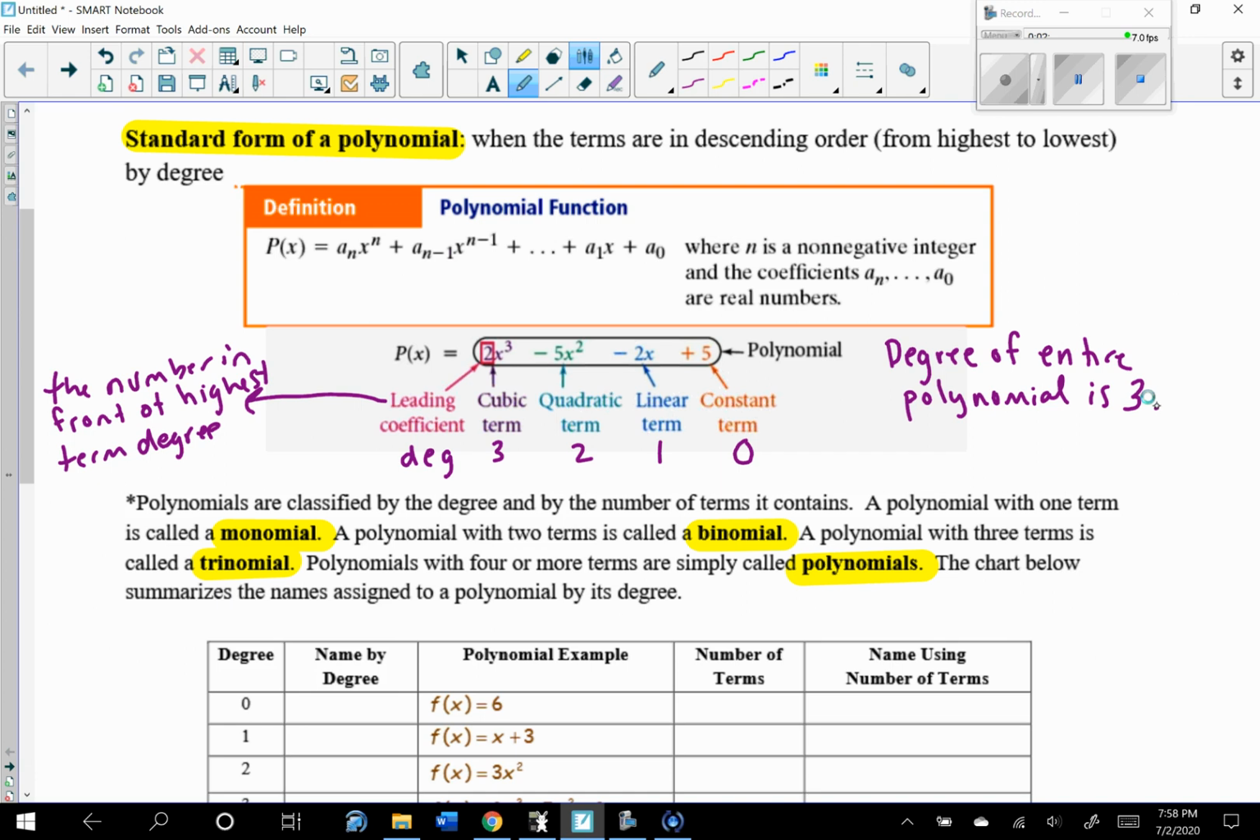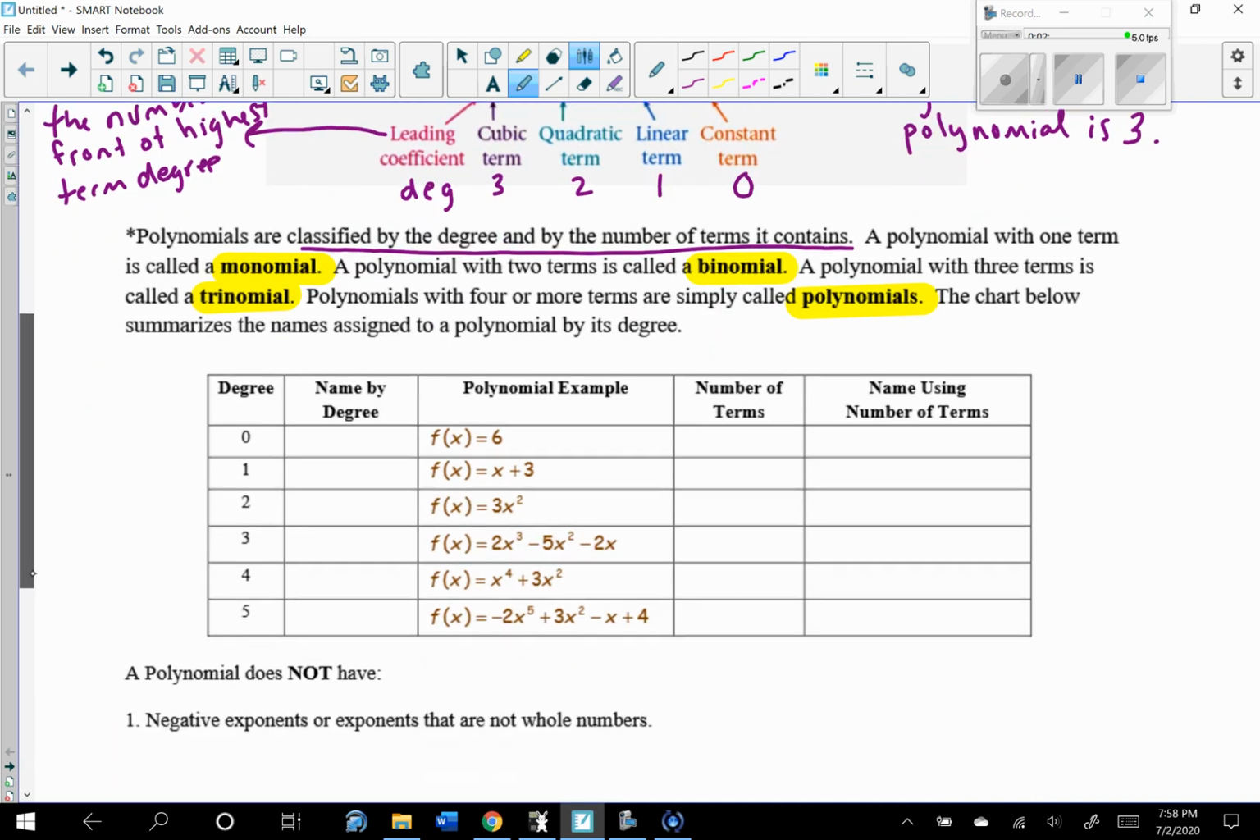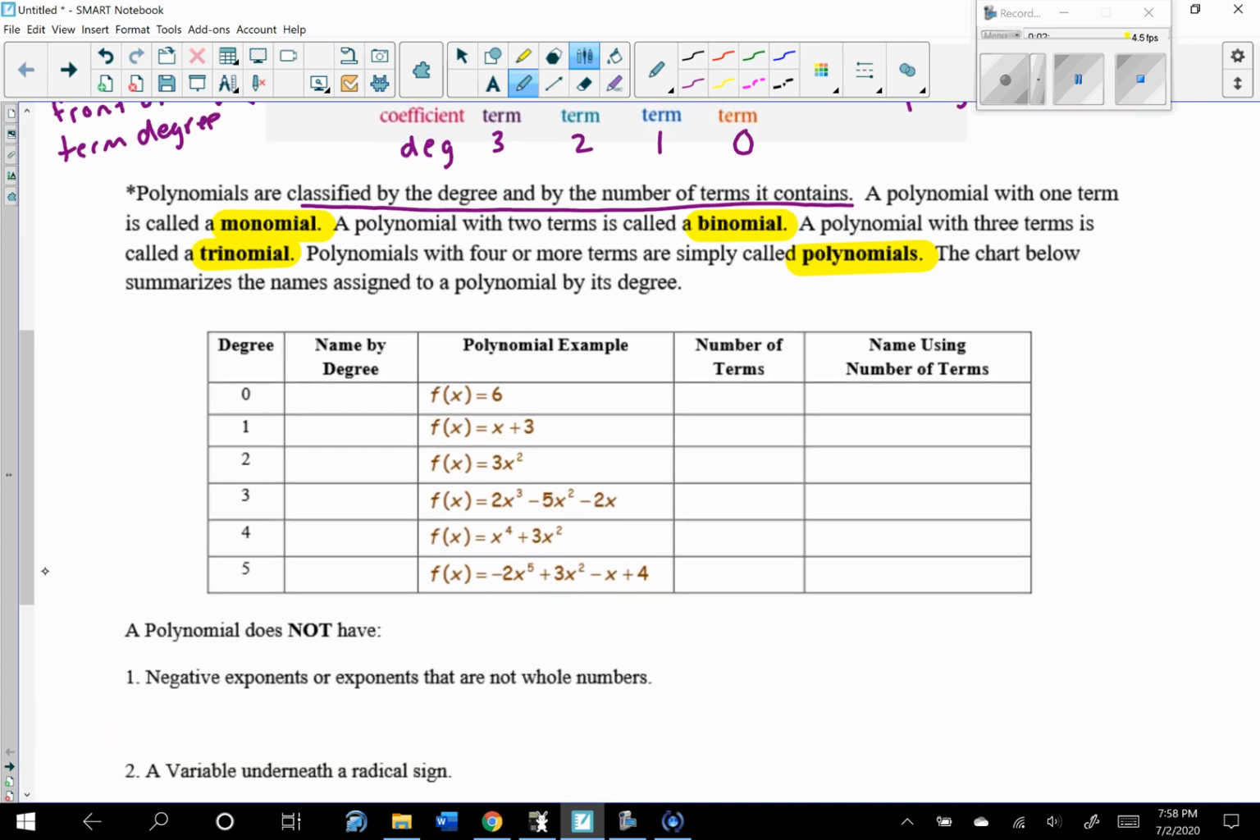Polynomials are classified by the degree and number of terms they contain. So that's how we classify them. A polynomial with one term is called a monomial. A polynomial with two terms is a binomial, and a polynomial with three terms is a trinomial. Polynomials with four or more terms we just call a polynomial. And so let's go ahead and use the chart below to summarize the names assigned to polynomial by its degree.